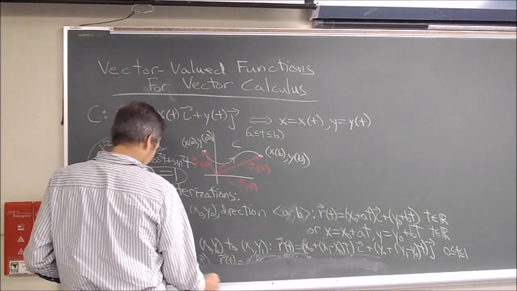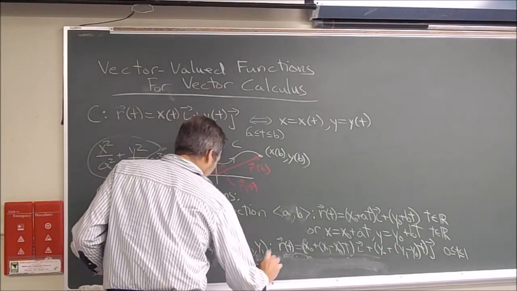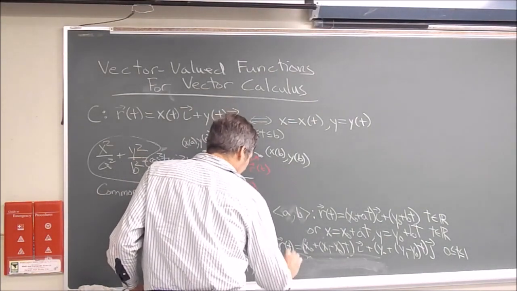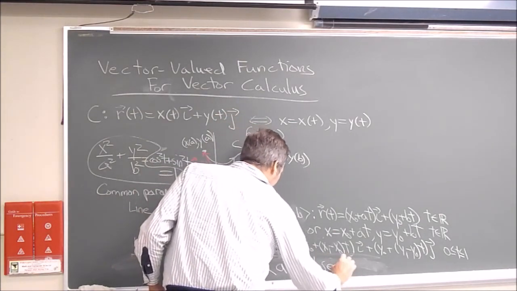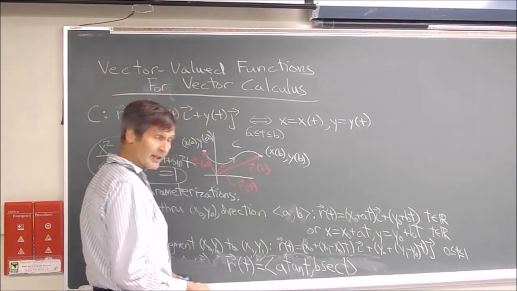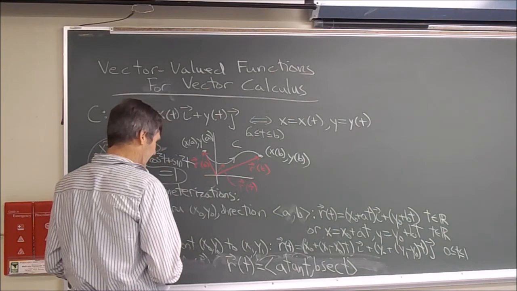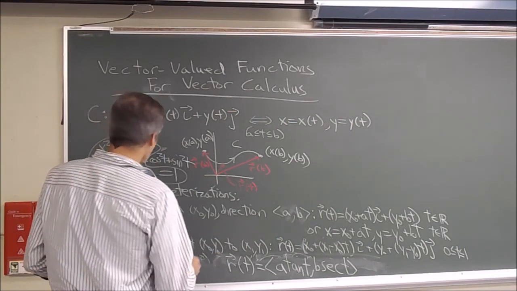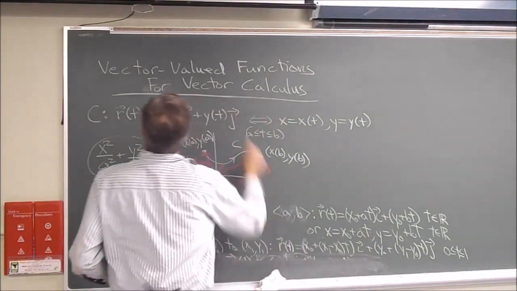One way to do it is to let r of t equal a tangent t, b secant t. And because tangent squared plus 1 equals secant squared is a Pythagorean identity, this actually sweeps out a branch of a hyperbola as t runs from minus infinity to infinity. And then you can put a minus on one of these to sweep out the other branch. There are others. I think these are the main ones we want to be able to do.